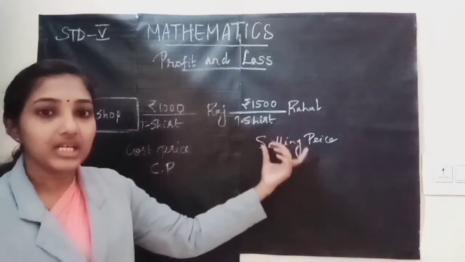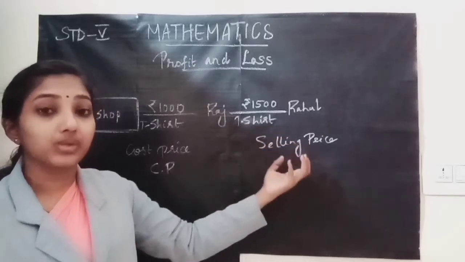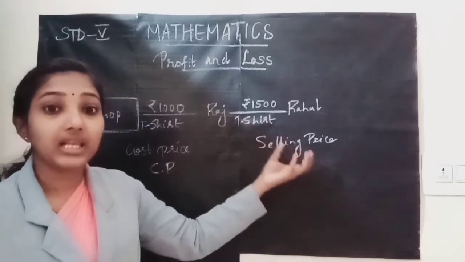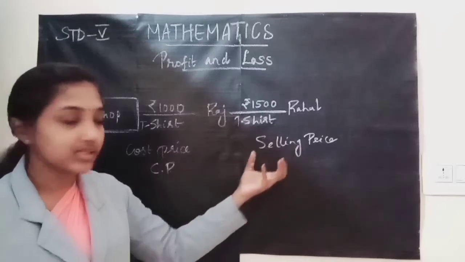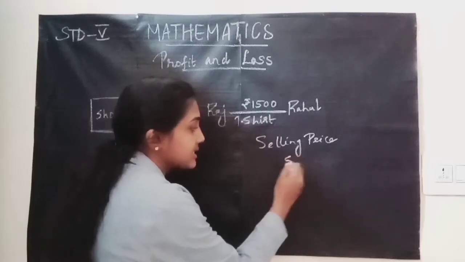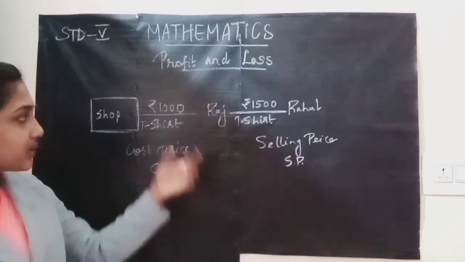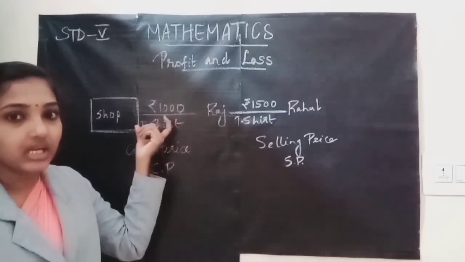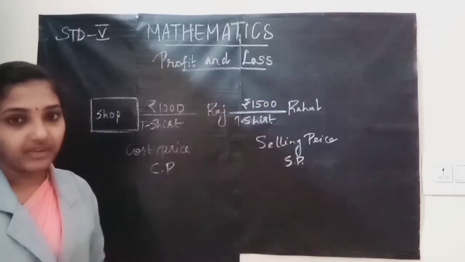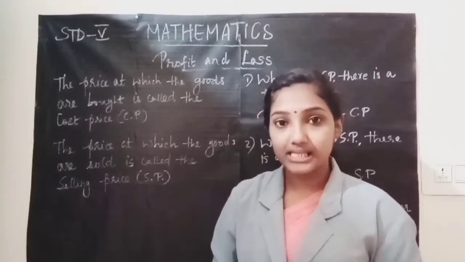And then we have the selling price. So selling price is the amount at which goods are sold, the amount that we get when we sell a good or when we sell a thing. That is called selling price, and in short we can represent it as SP. Okay, so here the cost price of the t-shirt is rupees 1000 and the selling price of the t-shirt is 1500.